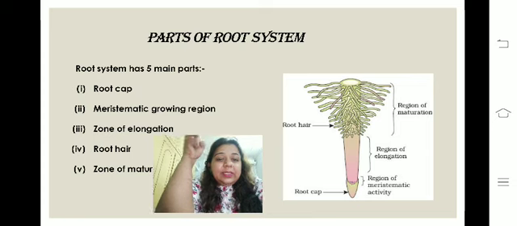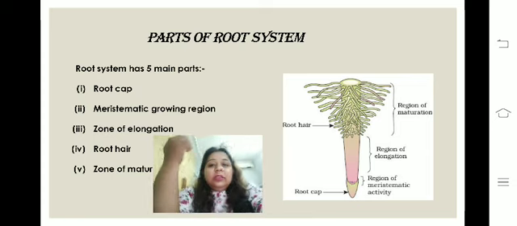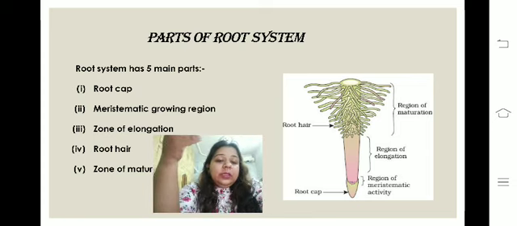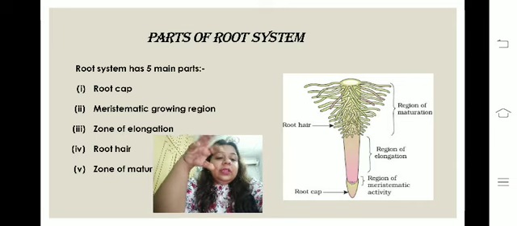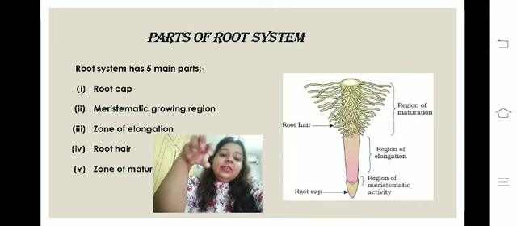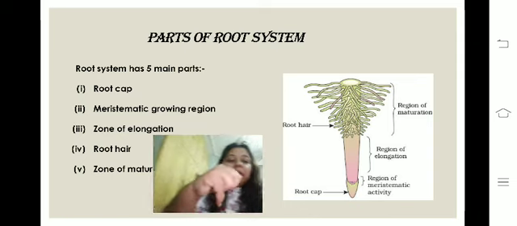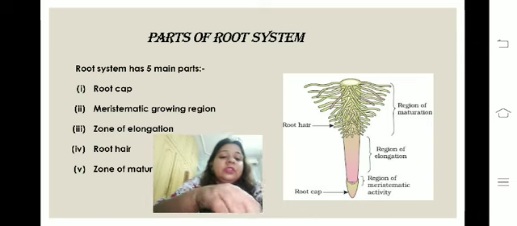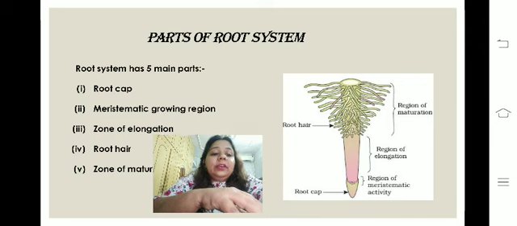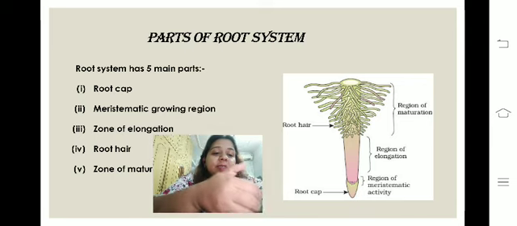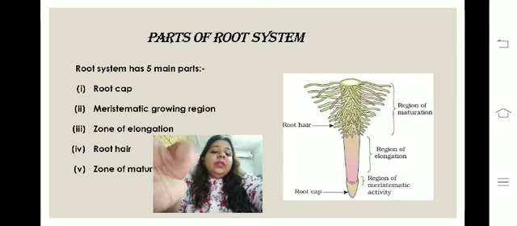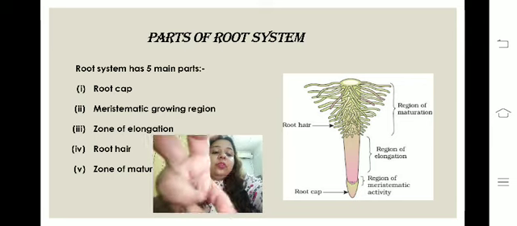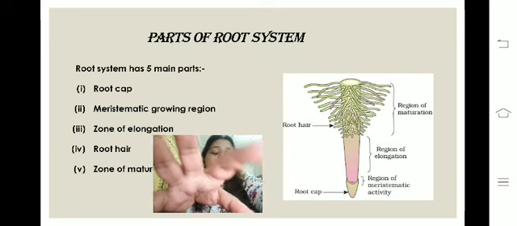Here the cells divide, and new cells keep on adding to the main root and to the root cap. The previous cell divides here, and the new cell keeps on adding to the root cap. So basically this is the growth region where the cells divide, new cells keep on growing, and the other cells get removed. So this is the meristematic growth region. Here the growth of root cells takes place.